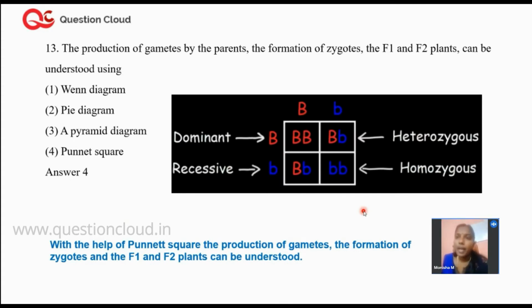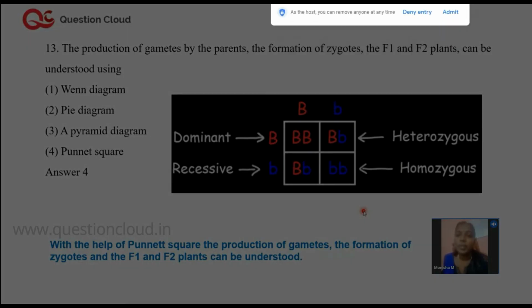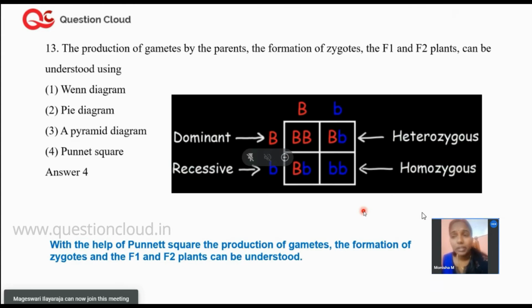The production of gametes by parents, the formation of zygotes, the F1 and F2 plants can be understood using which of the following representations? First one is Venn diagram, second one is pie diagram, third one is pyramid diagram, and fourth one is called a Punnett diagram. It's also called a checker box. So now let us see what this Punnett square is. The answer is Punnett square.